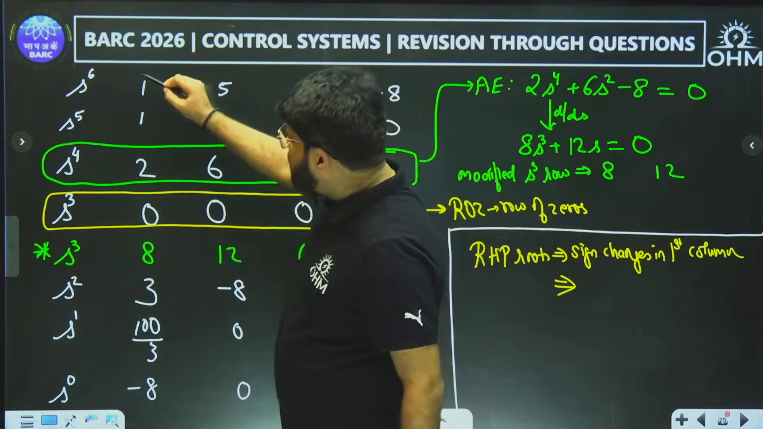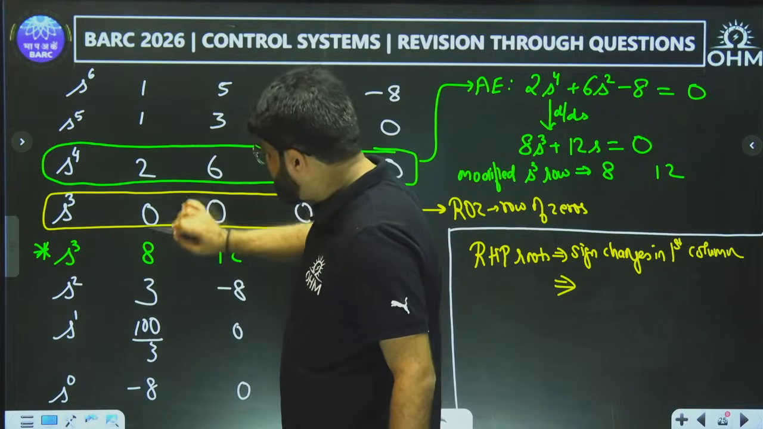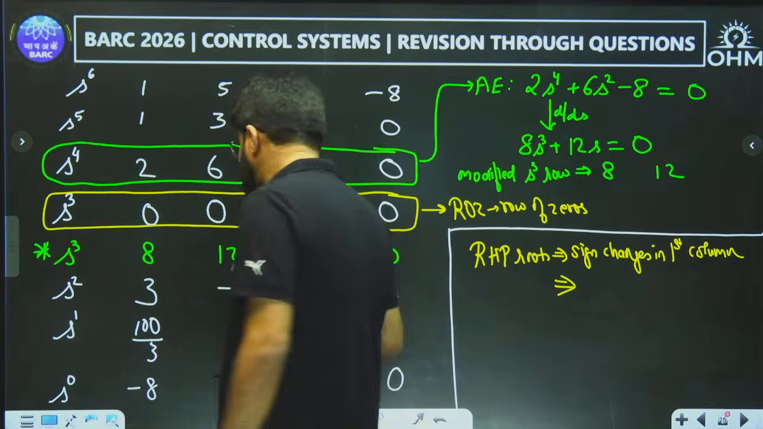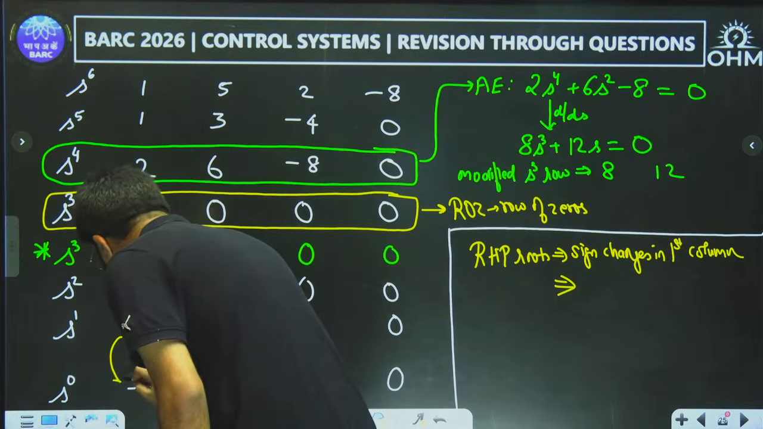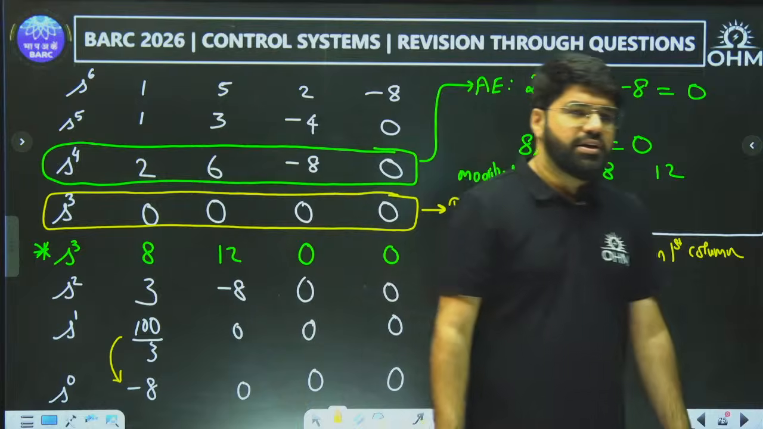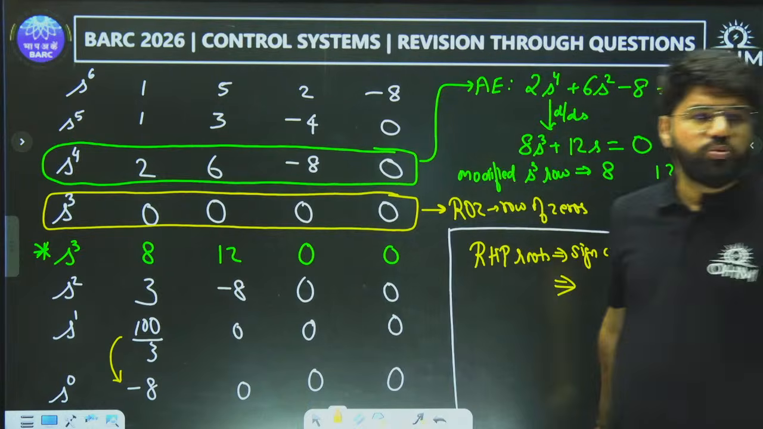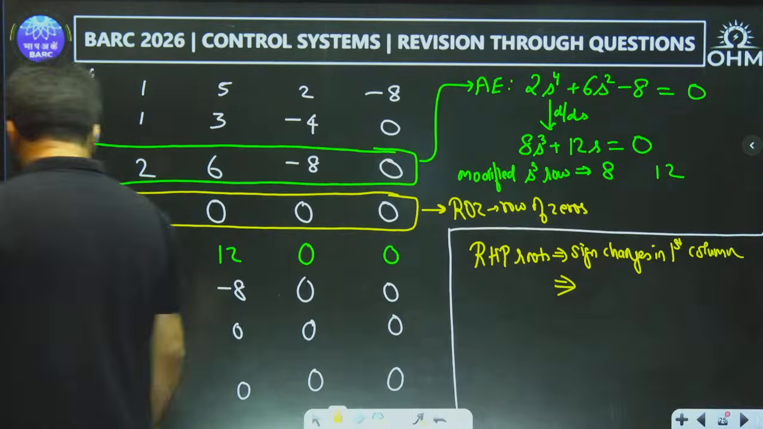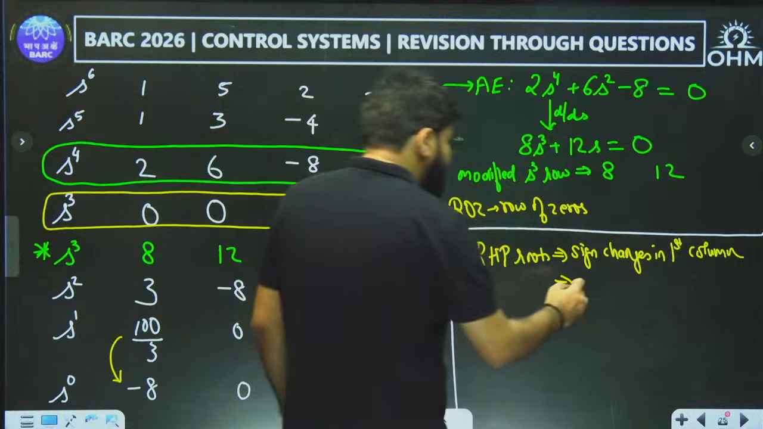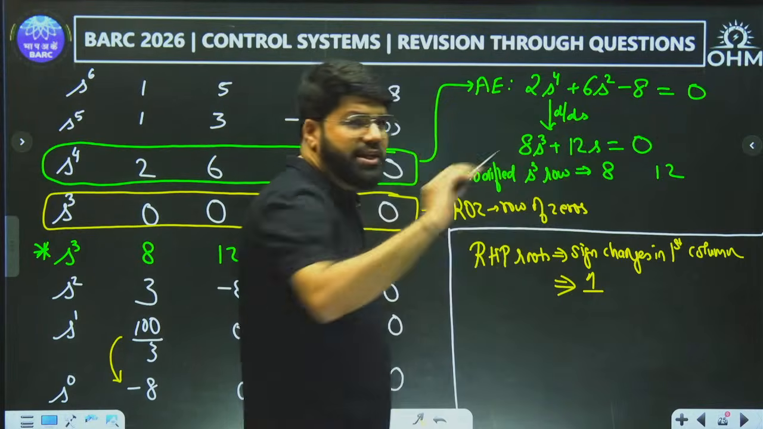If you see from the top to bottom, plus, plus, plus, plus, plus, plus, minus. So at the end, you go from plus to minus. This is one sign change. Only at the end, you go from plus to minus, and that is what is a sign change for you. So how many sign changes in the first column? Only one. So only one RHP root.